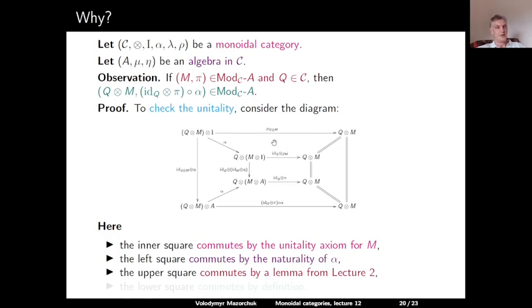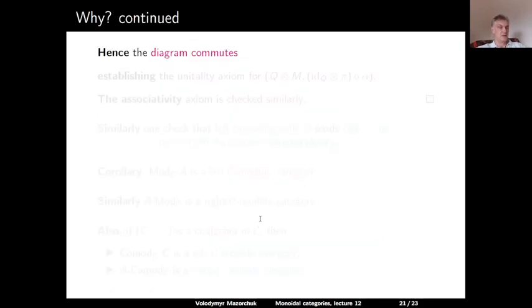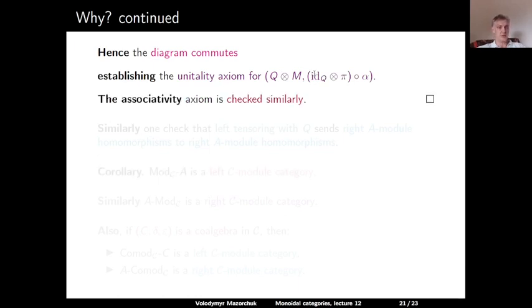The upper square commutes by a lemma from lecture 2, because here we have the right unitor for Q tensor M, and here is identity on Q tensor the right unitor of M. So this diagram commutes. And the lower square commutes by definition. This is exactly our adjustment for the morphism for our new module Q tensor M. So this proves that the diagram commutes and establishes the unitality axiom for our new right A module. And the associativity axiom is checked similarly.